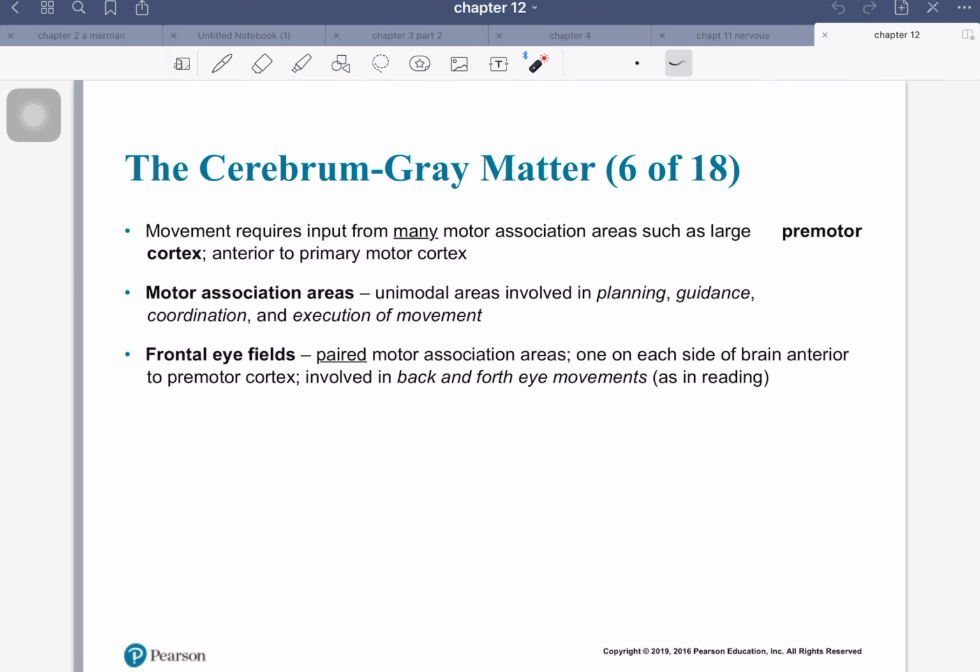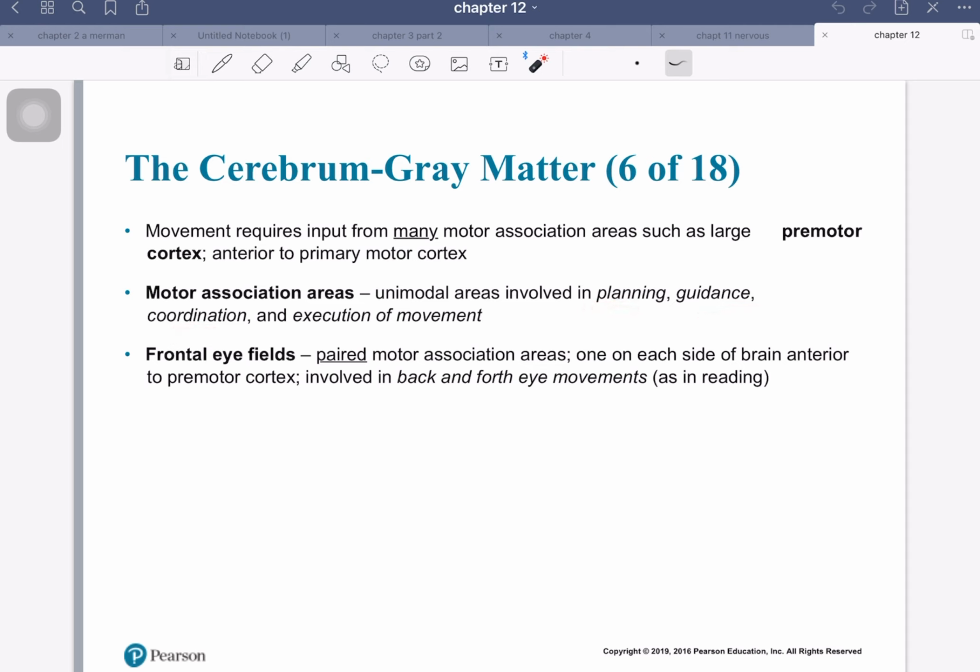Now, movement requires input from many motor association areas, and this is very typical: a primary area, like the primary motor or primary sensory areas, relies upon input from association areas. One of the big ones is the premotor cortex, which is just anterior, just in front of the primary motor cortex. The motor association areas are unimodal areas, and they're involved in planning, guidance, coordination, and execution of movement.